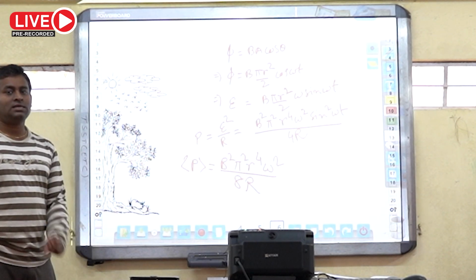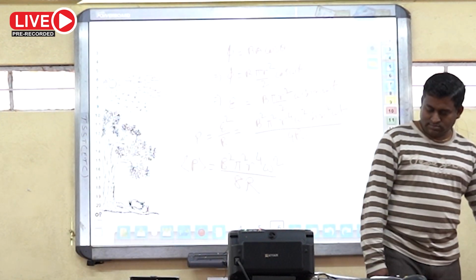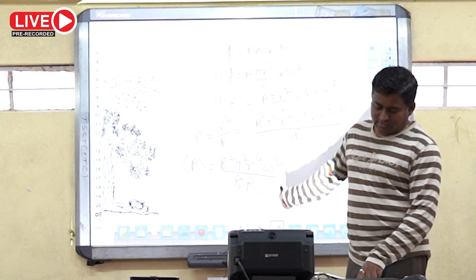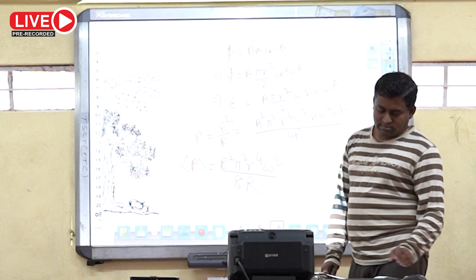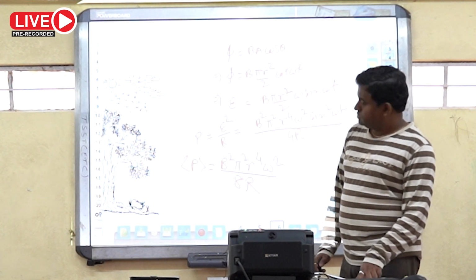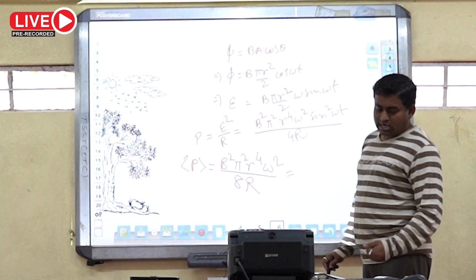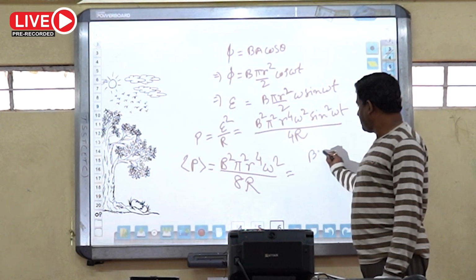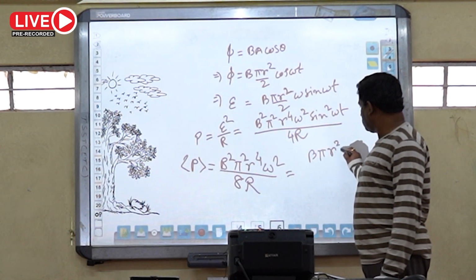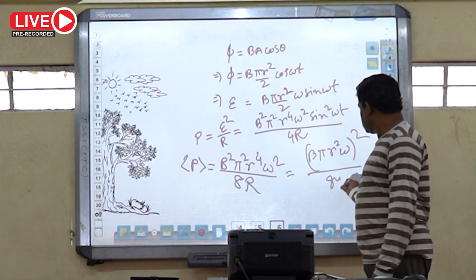The correct option is not given in A, B, C, D, because that factor of 8 is not there. So you can write that the numerator will match with option B, that is B pi r square omega whole square divided by 8R.